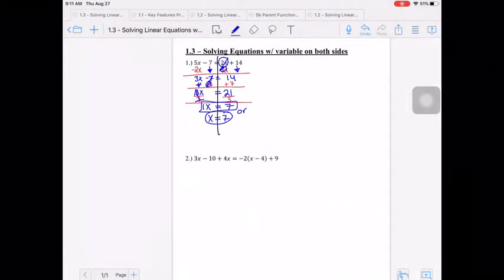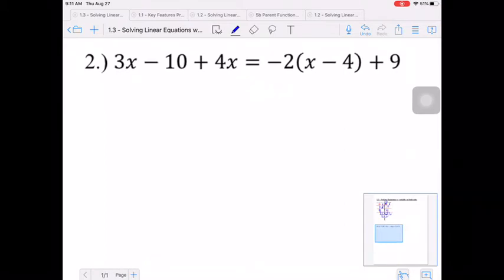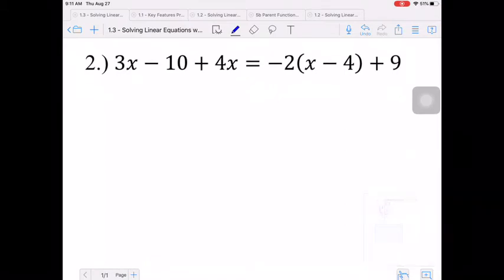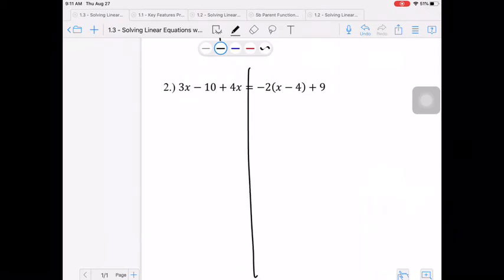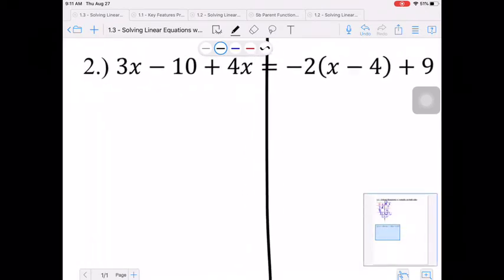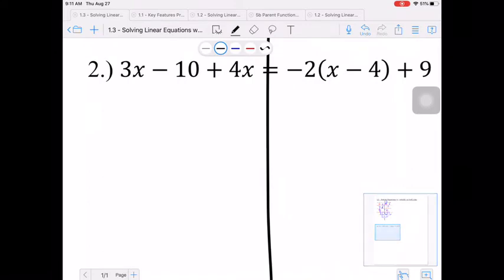So for number 2. Number 2 looks quite difficult, quite complex. It looks longer, which means that we're probably going to have to simplify before we even try to do anything. All right? So let's go ahead and simplify what we can. Once again, I want to start by drawing my line in the middle so I can tell which one is the left and which one is the right.